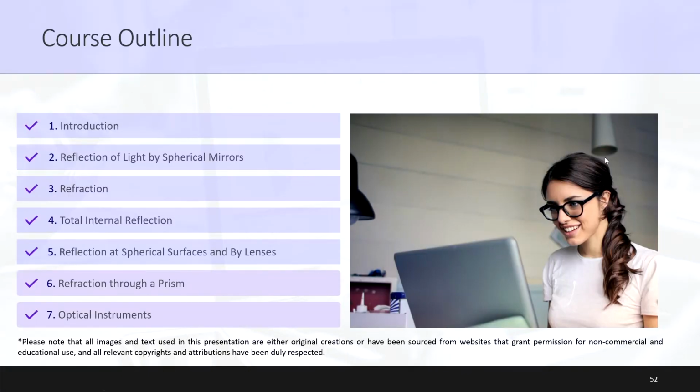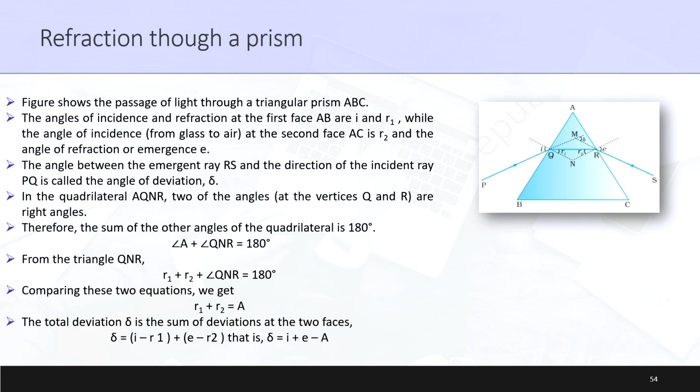Right now we are on the sixth part, that is refraction through a prism. Let us move on with this discussion, let us not waste any time. Refraction through a prism. The figure shows the passage of light through a triangular prism ABC. First of all let us look at this prism. Let me explain everything that is happening here, so that we can understand refraction through a prism much more clearly. This is a 2D figure of a prism.